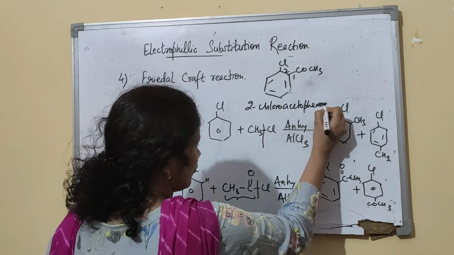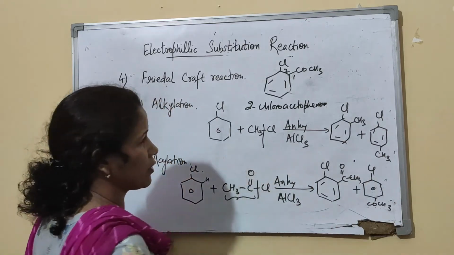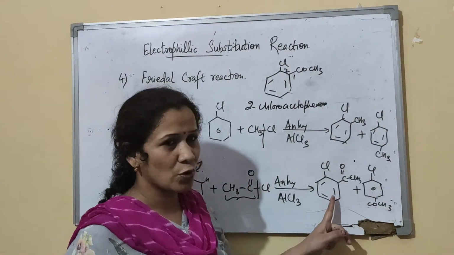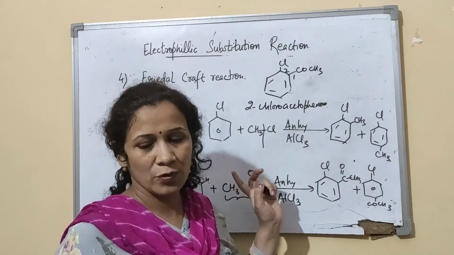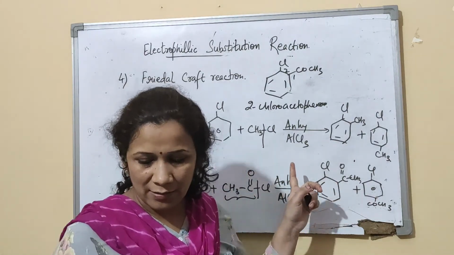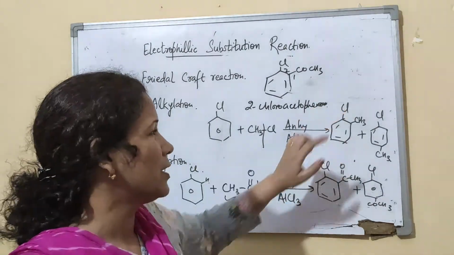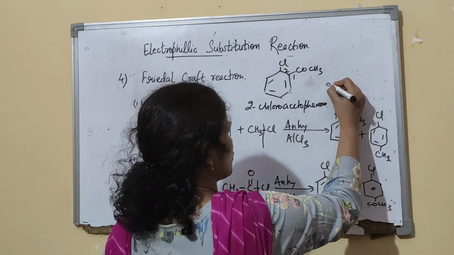Likewise, you can write the name for this, 1, 2, 3, 4, 4-chloroacetophenone, like that. So you can just write the name for this: 2-chloroacetophenone, and this is 4-chloroacetophenone. You can just write the name, and then in case of this, the numbering will start from the higher priority group. So this will be 1, this will be 2. So we will write 2-methyl.